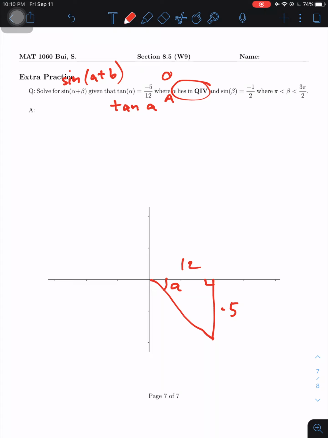I'm going to fast forward to this one. We're going to have the square root of 12 squared plus 5 squared, and that is 13. The hypotenuse is always positive, okay? So make sure you don't put negative 13 or anything weird like that in here, okay? It has to be a positive 13, okay?